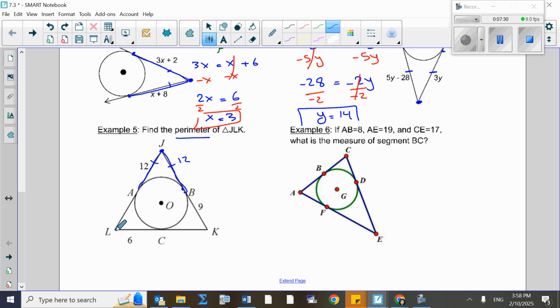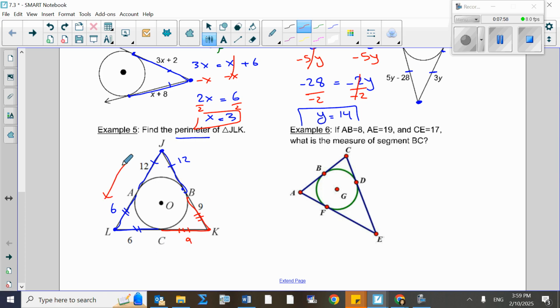Now there is another tangent line coming from L to this point, and another one from L to this point. So these two are also equal to each other. So if this is 6, this one is also 6. Now here from K, we have one tangent line going here and one to this point. These two are also equal to each other. That means if this is 9, this is also 9.